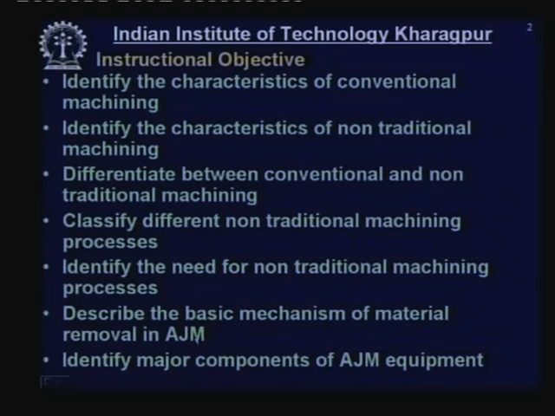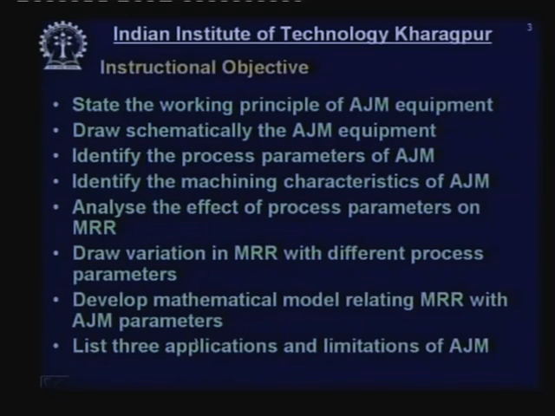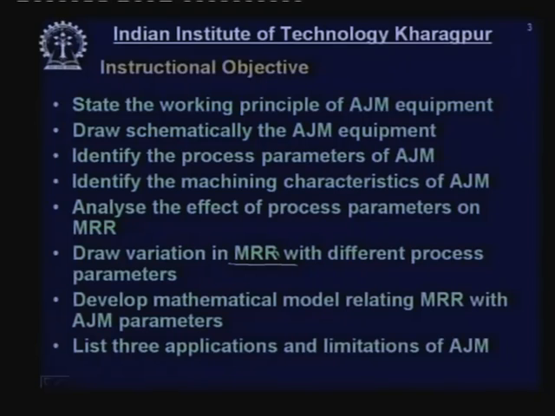First, we need to understand the basic mechanism of material removal of abrasive jet machining. We need to understand the major components of abrasive jet machining equipment and their working principle. We should be able to draw the AJM equipment once we go through this lecture. We need to understand the process parameters of abrasive jet machining and the machining characteristics, and analyze the effect of process parameters on one such machining characteristic, which is material removal rate. Draw the variation in material removal rate, which is the primary machining characteristic, with different process parameters.